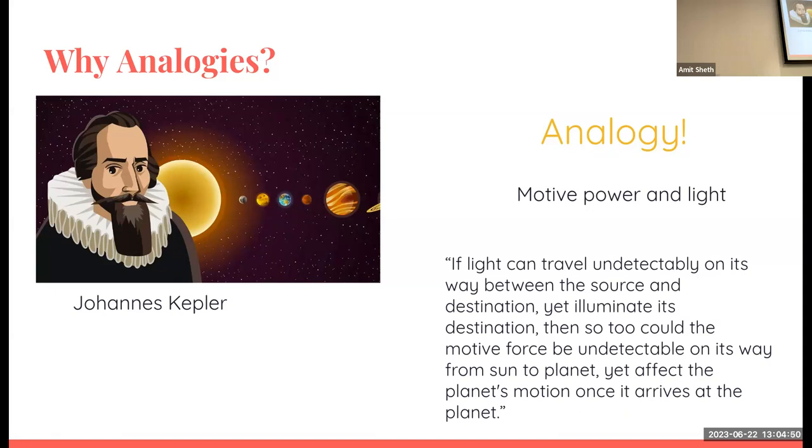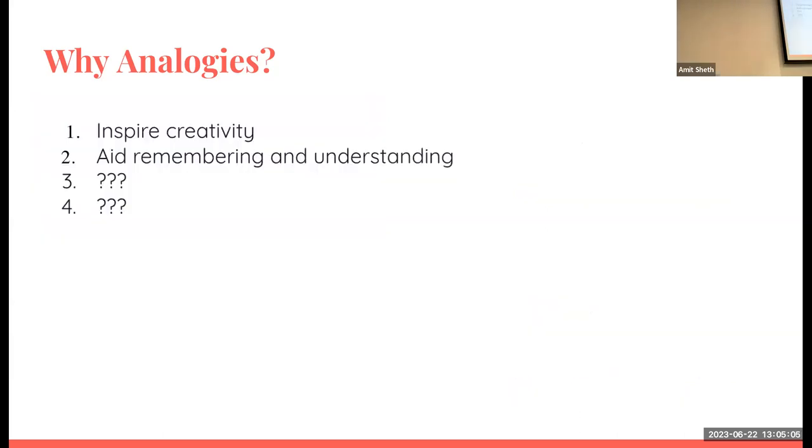So that is, I think, a very powerful reason for you to think about analogies when you're trying to learn things. This is in the 1500s, right? So why would you use analogies? One thing is to inspire creativity. He did that explanation solely because he made that analogy with light. And for remembering and understanding, you make connections between two different things that you don't really understand.